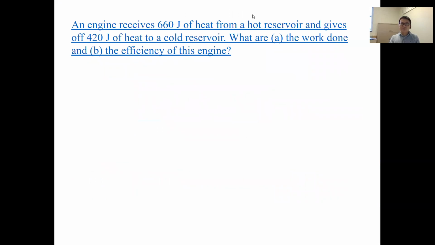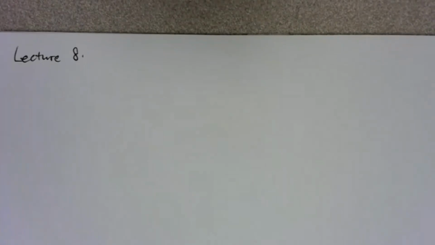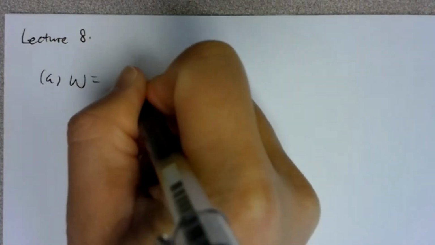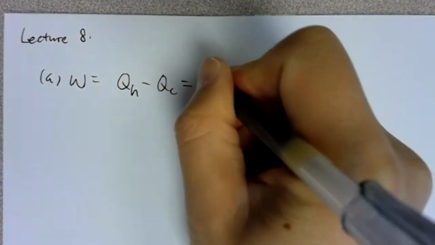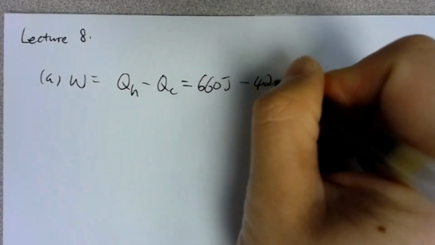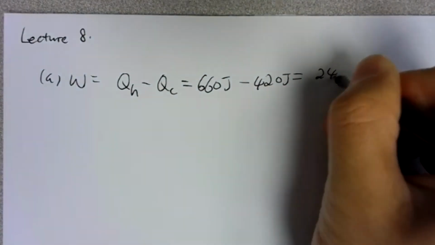Let's take a look at one example here. It says an engine receives 660 joules of heat from a hot reservoir and gives off 420 joules of heat to the cold reservoir. Find the work done and efficiency. I think this should be a pretty easy exercise for you guys. Work done will be the difference between QH and QC, right? QH is 660 joules, QC is 420 joules, so 240 joules of work done.